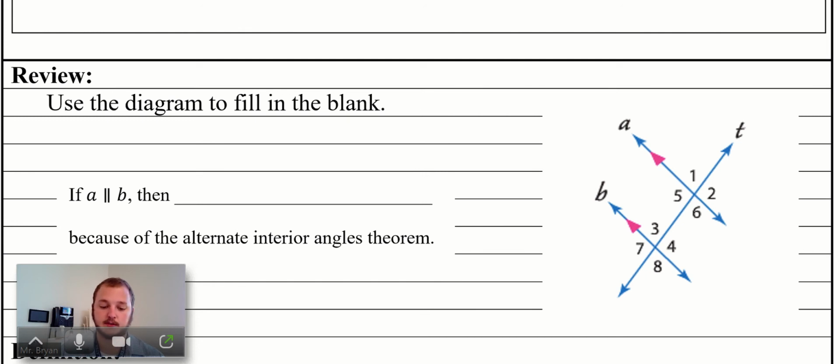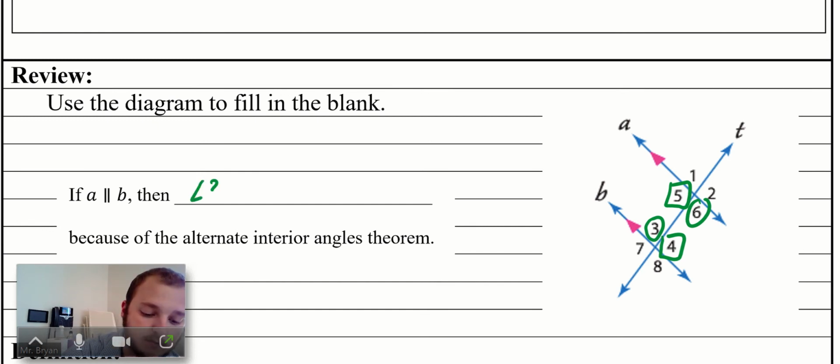So if I'm looking at this picture and I'm trying to find the alternate interior angles, well, I know 3 and 6 are alternate interior angles. And then I also know 5 and 8 are alternate interior angles. So if I'm trying to fill in this blank, if A is parallel to B, then what do I know about these angles? Well, the alternate interior angles theorem tells me they're going to be congruent. So I can say then angle 3 is congruent to angle 6.